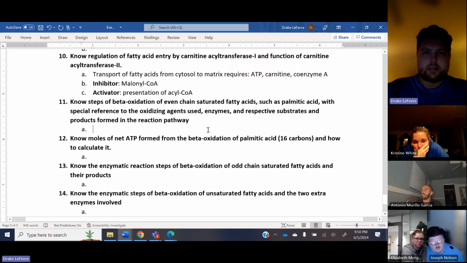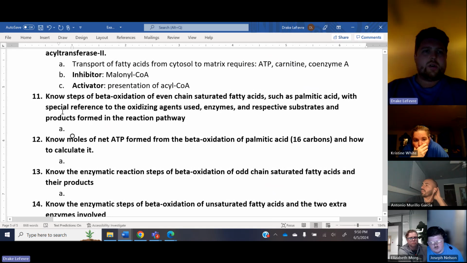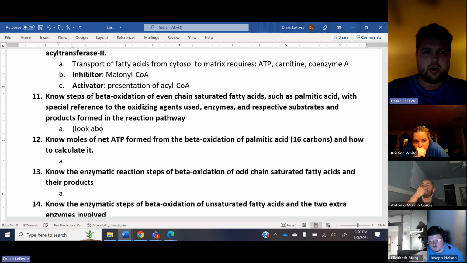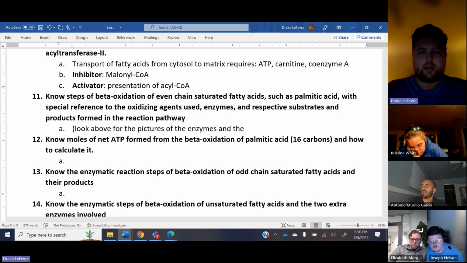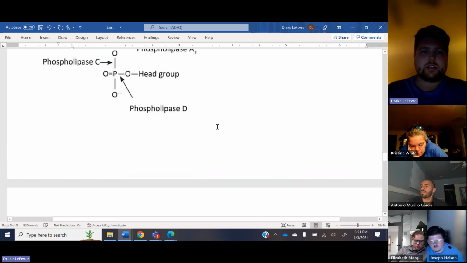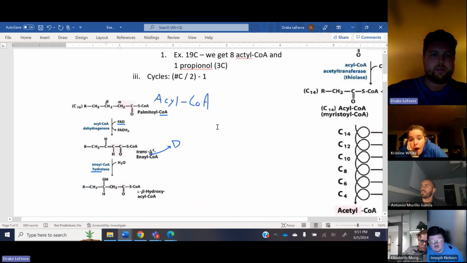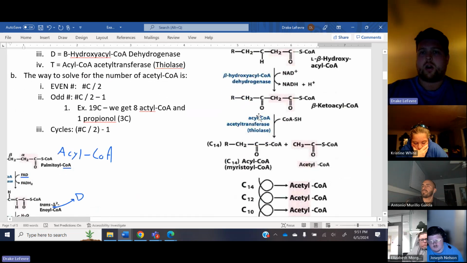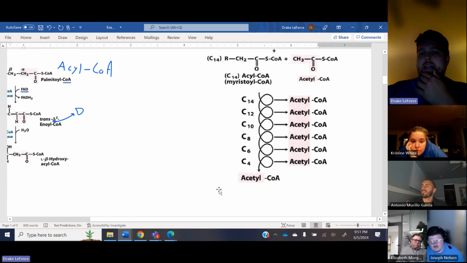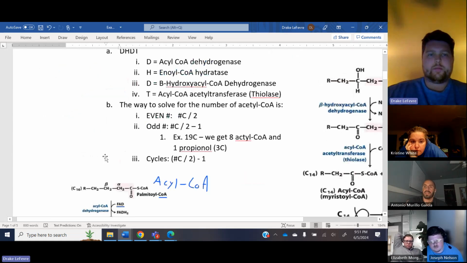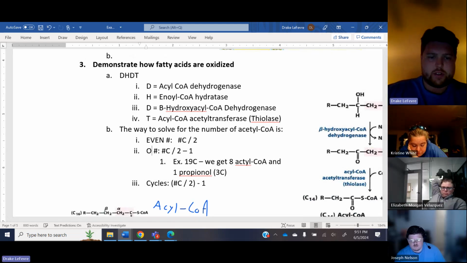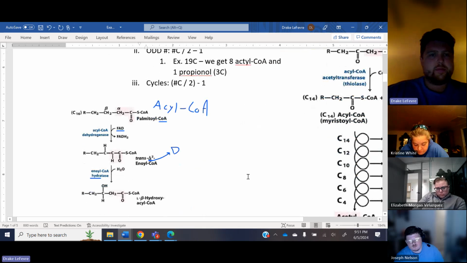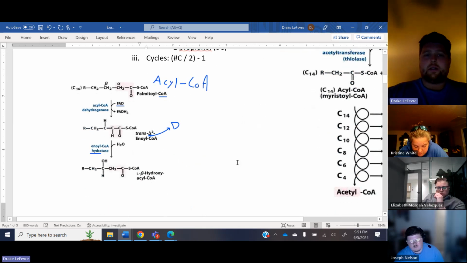Now on to the actual beta oxidation of even chain saturated fatty acids, which is palmitic acid, with special reference to the oxidizing agents used, enzymes, and respective substrates and products formed in the reaction pathway. Specifically, look above for the pictures of the enzymes and the whole reaction. Let's just walk through it again really quick. So we said our dehydrogenase, our hydratase, another dehydrogenase, and then our thiolase reactions that repeat and cycle to give us all of the acetyl-CoAs. We reviewed the even number versus the odd number, how that happens. Big things to look out for.